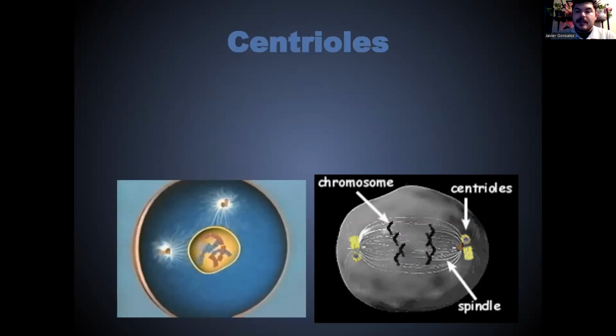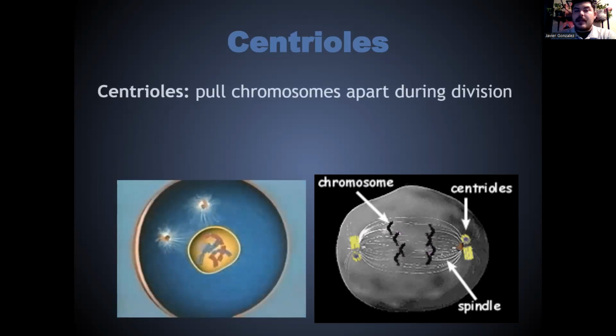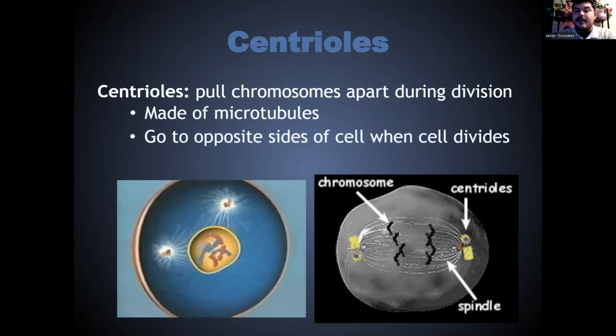Centrioles. These are the things inside of the nucleus, not the nucleus, sorry about that. Inside of the nucleolus, where you have the DNA and the chromosomes. They're centrioles. They pull the chromosomes apart during division. They're made of microtubules. They go to the opposite side of the cell when the cell divides. This splits it apart and gets it ready for meiosis or mitosis, and it is only available inside of animal cells.